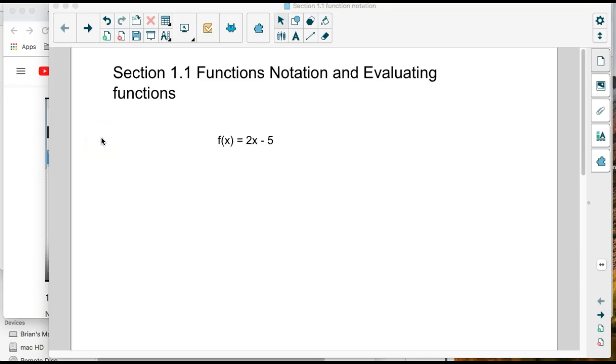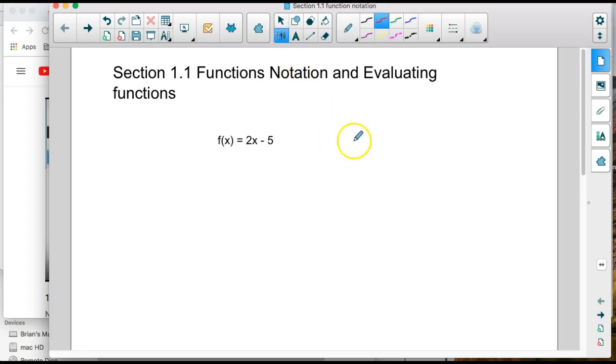Hello, today we're going to be talking about function notation and evaluating functions. We're going to look at different types of notation. Function notation, so remember, function notation is another way of writing y equals. So y equals 2x minus 5 is function notation: f of x equals y.